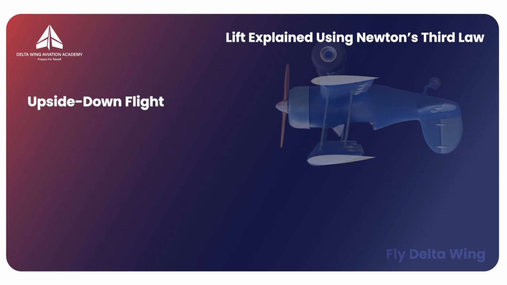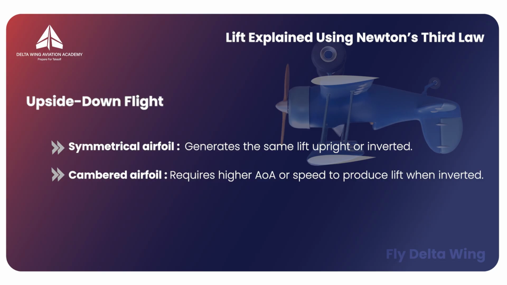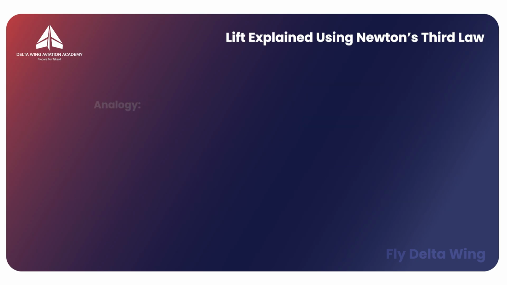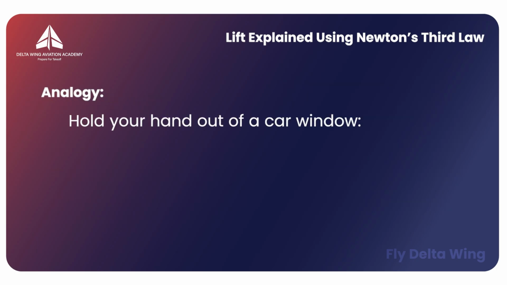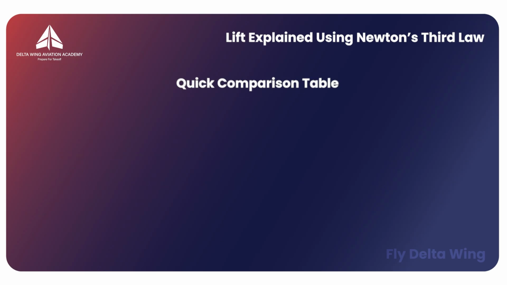3. Upside down flight. A symmetrical airfoil generates the same lift upright or inverted. A cambered airfoil requires higher angle of attack or speed to produce lift when inverted. Physics: lift comes from air being turned downward relative to the wing, so orientation doesn't matter. Analogy: hold your hand out of a car window, tilt it slightly, and it rises. Flip it upside down and tilt it, still rises. Quick comparison table.